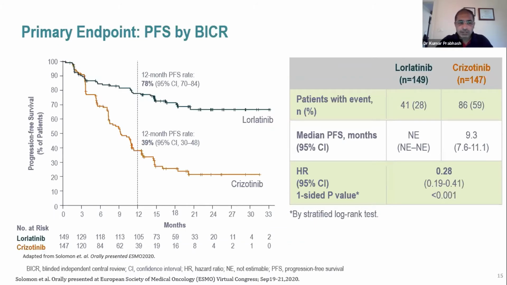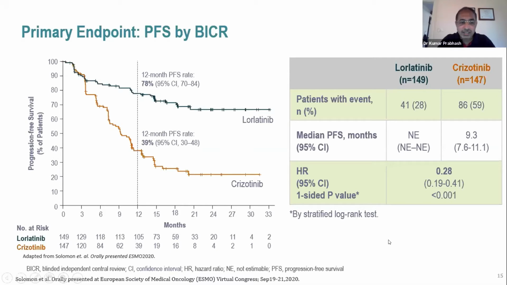Coming to the primary endpoint, the median PFS was 9.3 months in crizotinib arm, as compared to PFS which has not been reached in patients receiving lorlatinib. For me, the more important was that at 12 months, 39% of patients receiving crizotinib were progression-free, as compared to 78% of the patients in lorlatinib arm. That is almost 40% more patients being progression-free at 12 months if you give lorlatinib as compared to crizotinib, with the hazard ratio 0.28 and p-value being significant.